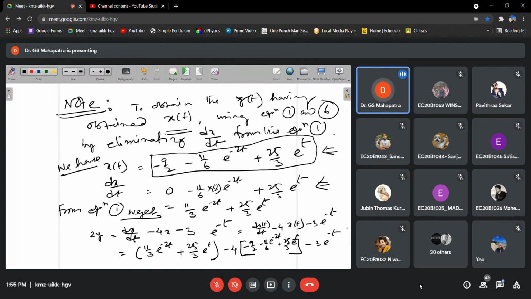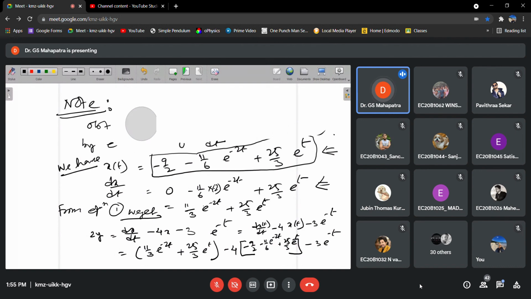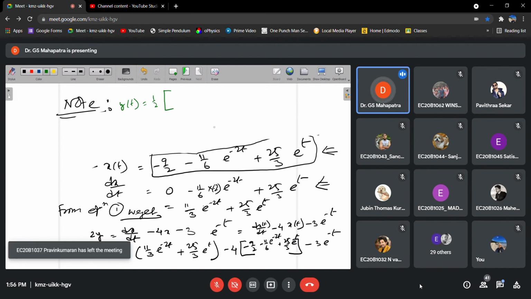If you simplify, I will not go to the next slide. I will erase here and write the y of t directly. So what will be the answer? This is actually y of t. y of t equals half of the full expression, so I will write half right now and multiply through.